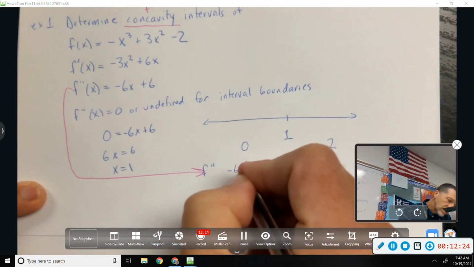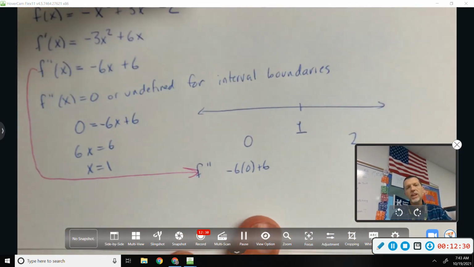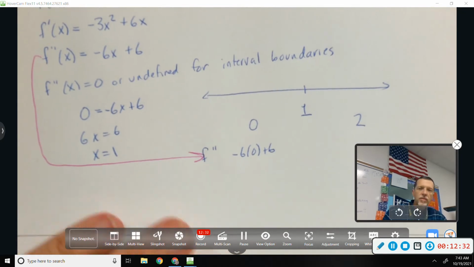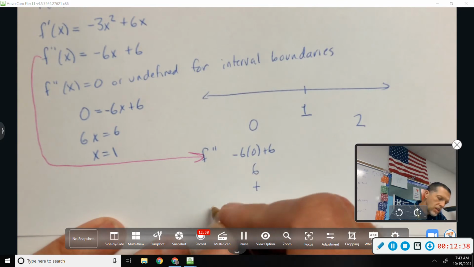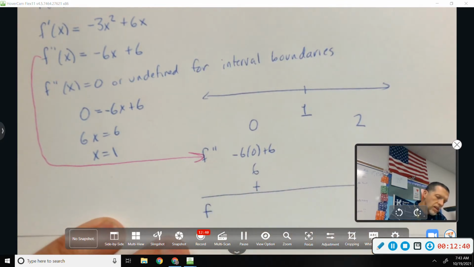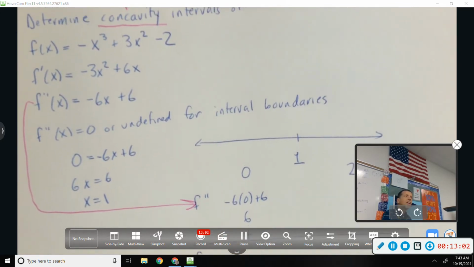So negative 6 times 0 plus 6. And like last time, I only really care if it's positive or negative. So sometimes if you get something weird, it doesn't matter as long as you can figure out if it's positive or negative. So f double prime is positive. What does that mean for f? Not if f prime, if the first derivative was positive, then f would be increasing. If the second derivative is positive, what does that tell me about that? Concave up.